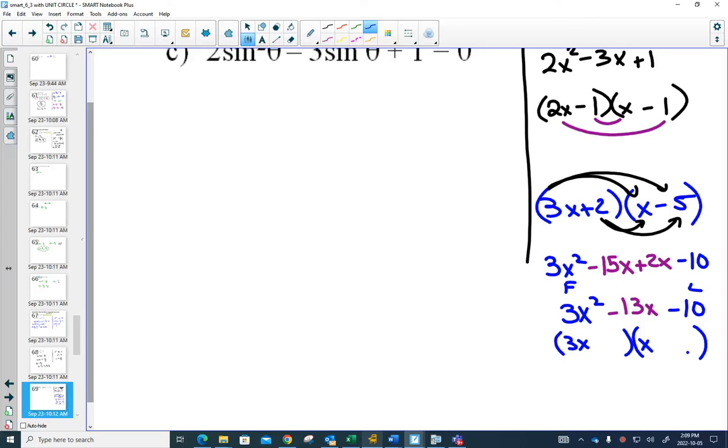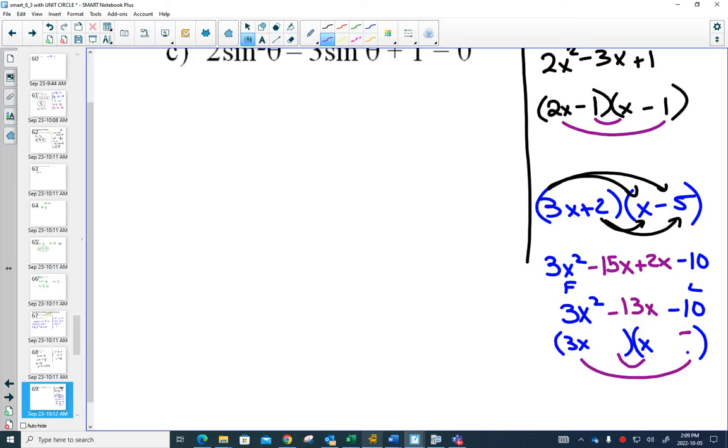And now we need our outside and our inside to make negative 13. I hope right away that you can see that 10 and 1 is going to be bad. Even if I put the 10 here and the 1 here, that makes 13. If I put the 10 here, that'll make 30, and the 1 here, that doesn't ever add or subtract to make 13. But if I put a 2 and a 5, it does. And you see that you have to put the 5 here and the 2 here, because if I put the 5 here and the 2 here, then my outside is 6 and my inside is 5. That doesn't make negative 13.